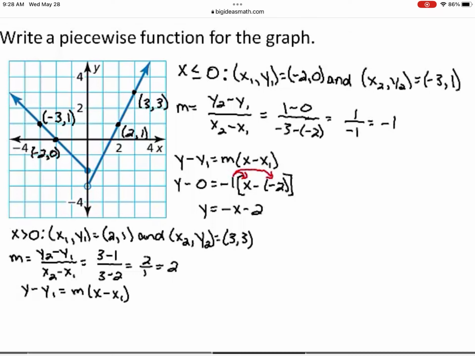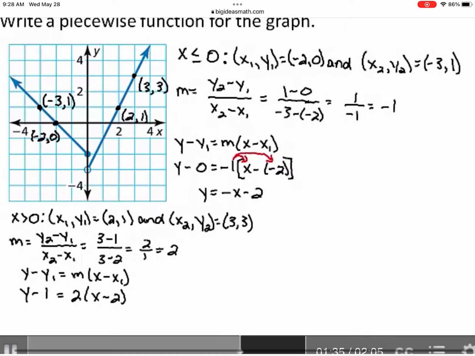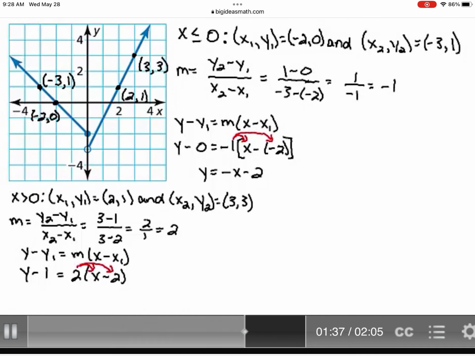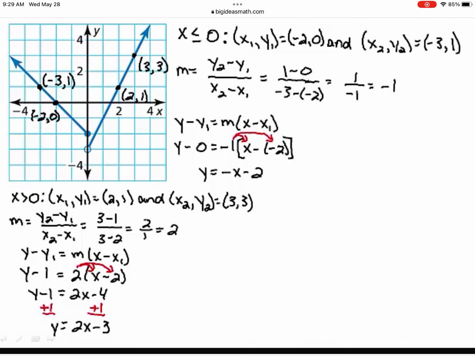Now use the point-slope form of an equation of a line to find the equation of the graph when x is greater than 0. Substituting 2 for m, 2 for x1, and 1 for y1, you get y minus 1 equals 2 times the quantity x minus 2. Distributing the 2 through the quantity x minus 2, you get y minus 1 equals 2x minus 4. Now solve for y by adding 1 to each side, leaving you with y equals 2x minus 3. So when x is greater than 0, the graph is the line given by y equals 2x minus 3.